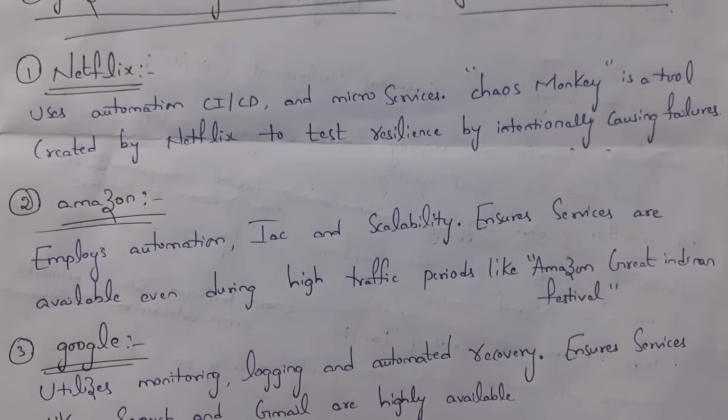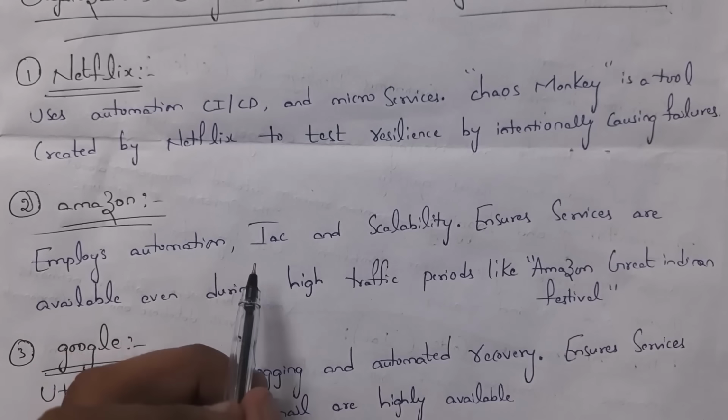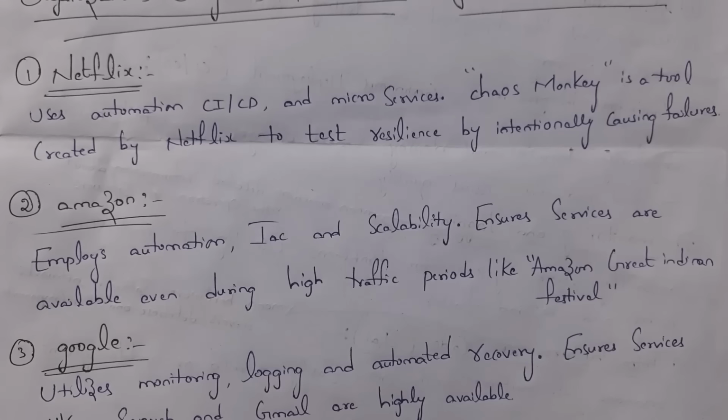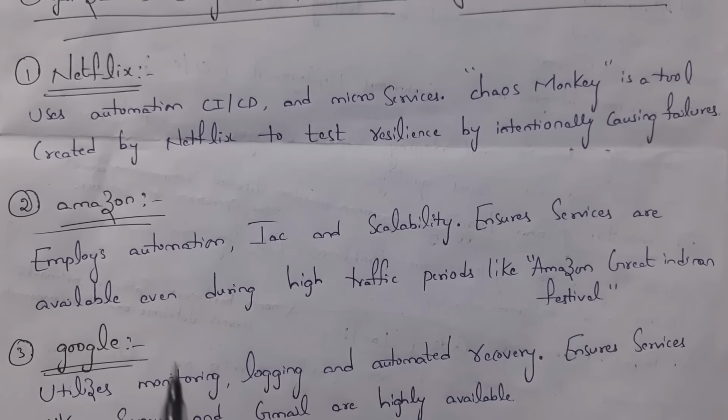And second one is Amazon. Amazon uses automation as well as infrastructure as code and scalability. Scalability is nothing but designing a system to handle high load automatically. So even during high traffic periods, Amazon will be available to you. For example, if you consider festival seasons like the Amazon Great Indian Festival, during those festival seasons, millions of people will access Amazon. Even during a high traffic period, Amazon will be available to you.